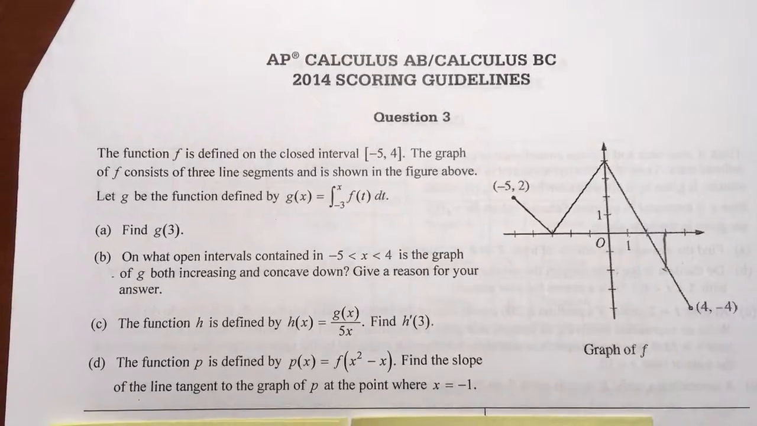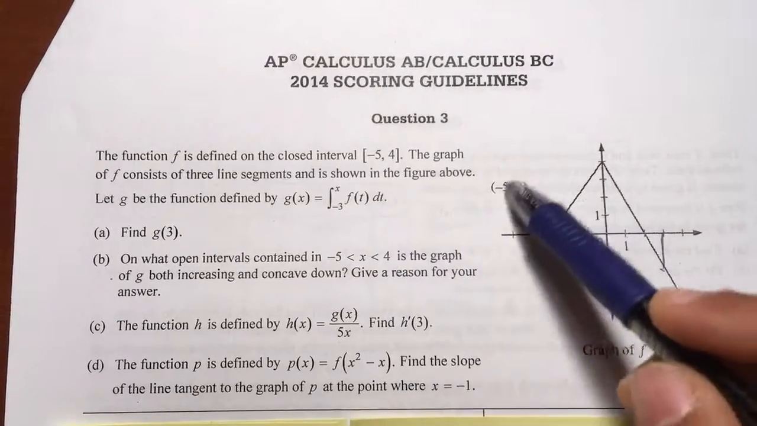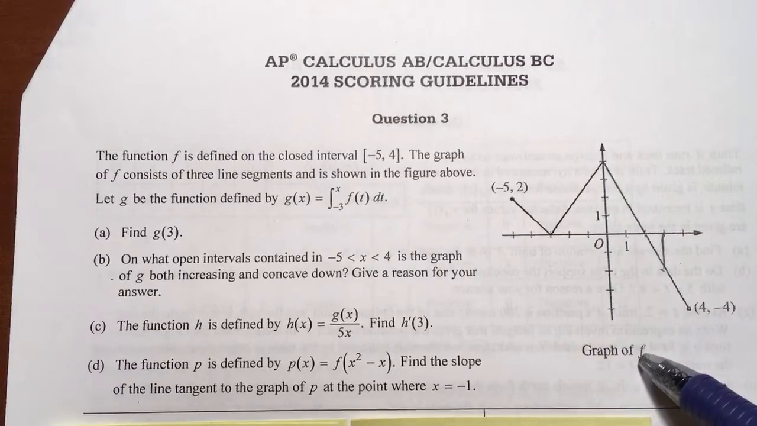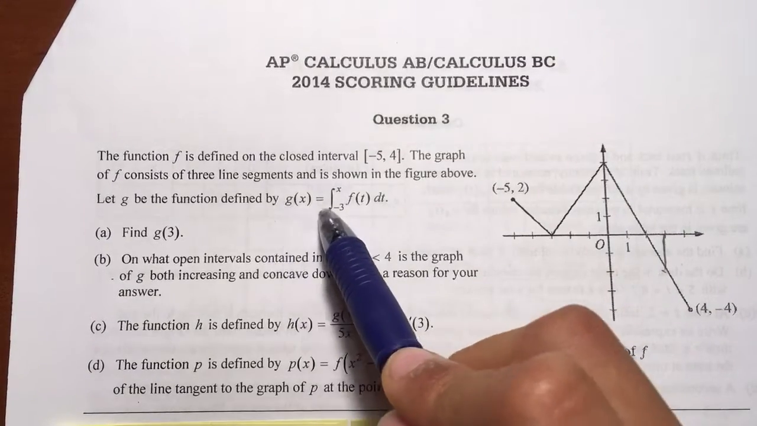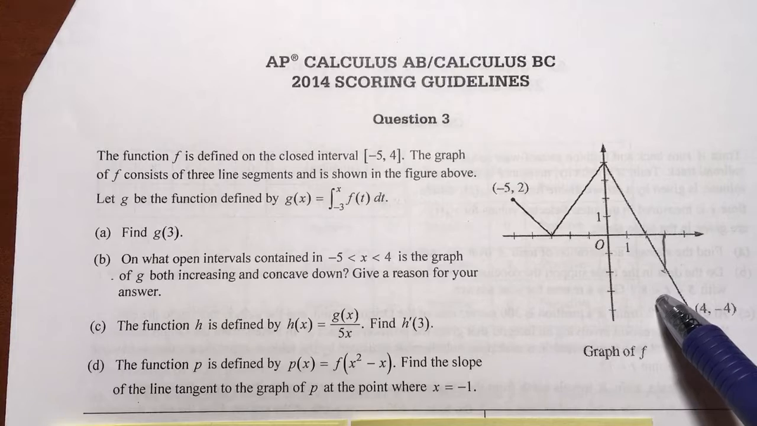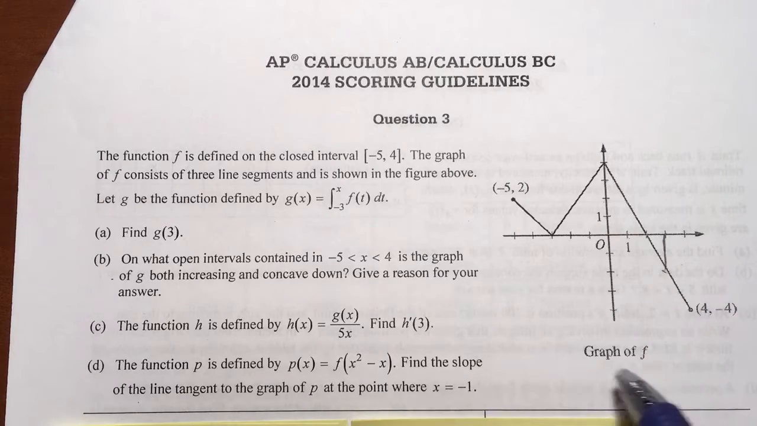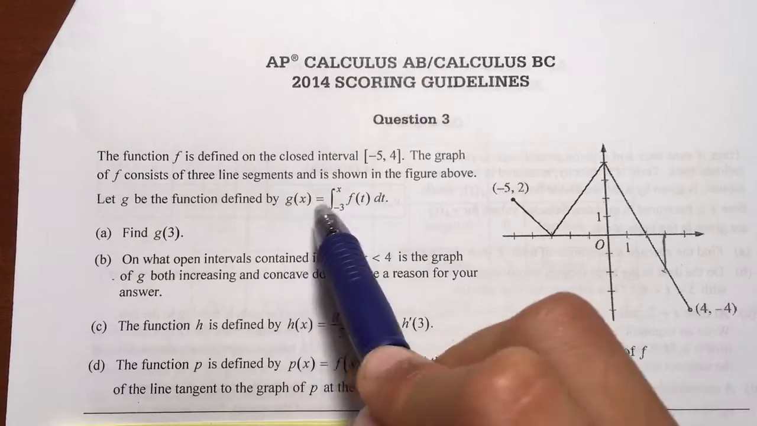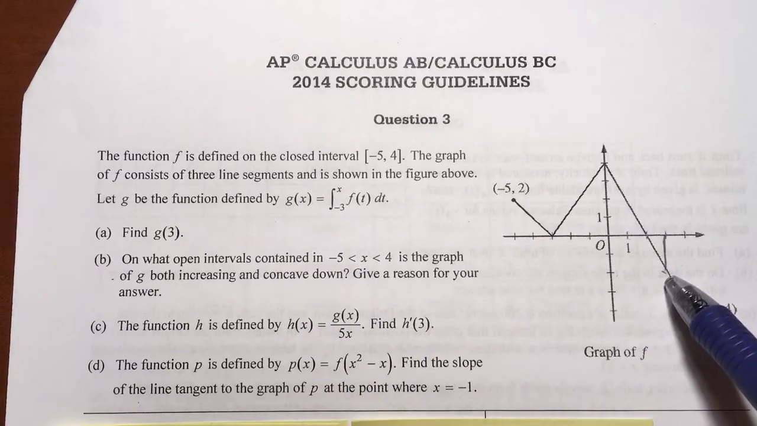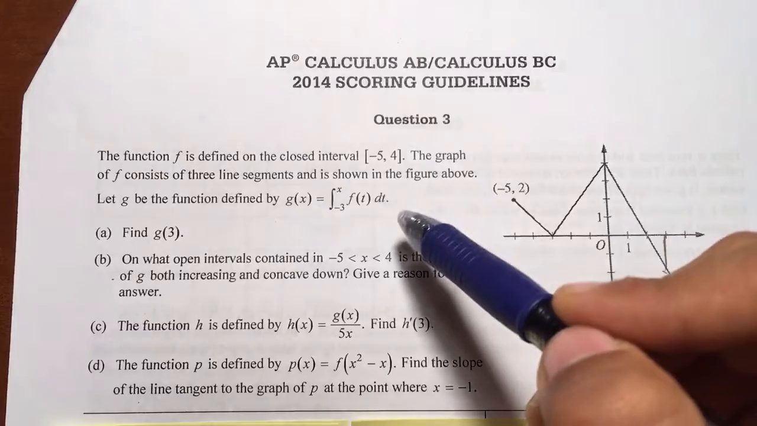2014 question number 3 starts with this graph here of f, and they give us the equation for g of x being an integral of f. Make sure as you perceive this question you know the difference between the graph of f and the function g of x. One is a straight up graph, the other one is an integral equation.